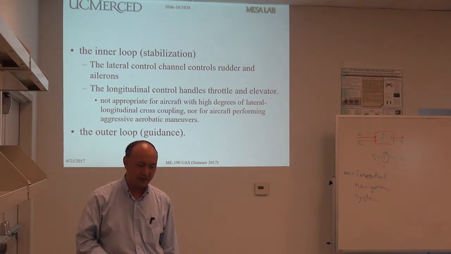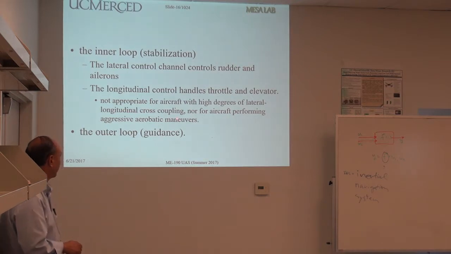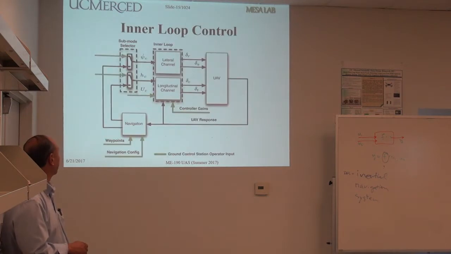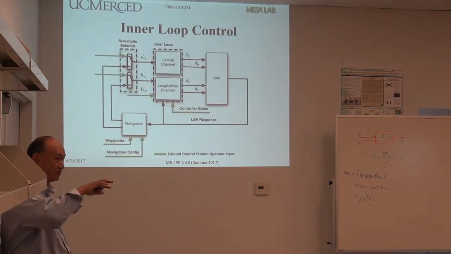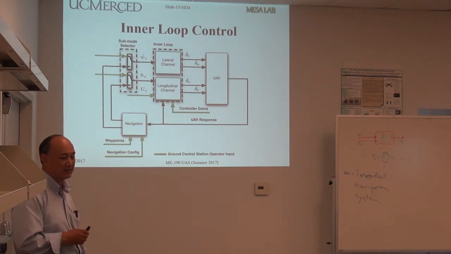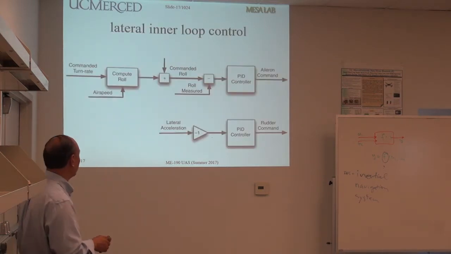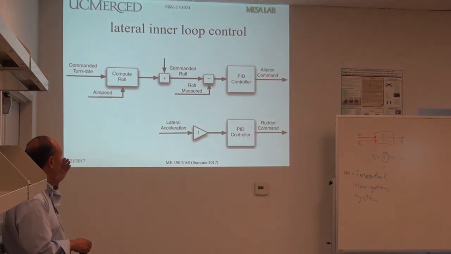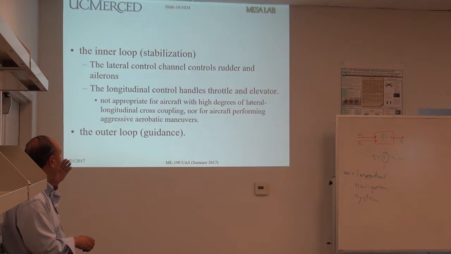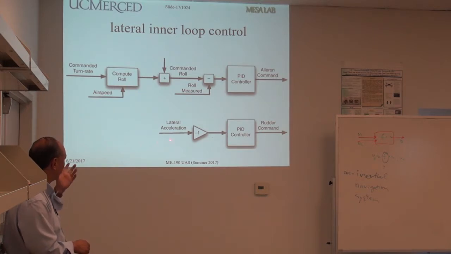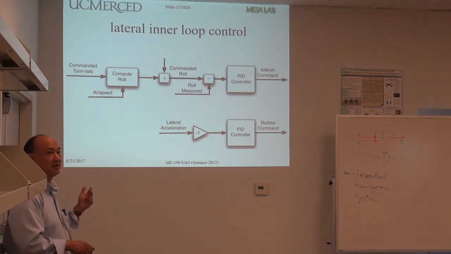We assume that we don't have a very high degree of lateral-longitudinal cross coupling, as for aircraft performing aggressive aerobatic maneuvers. So we do just a regular one. The inner loop is for stabilization, to make sure the aircraft reacts. The outer loop is for guidance. For the inner loop control, we zoom in on this one and see something like this. For lateral acceleration, you do negative feedback control. You use a PID controller, and then you produce the rudder command, delta R.